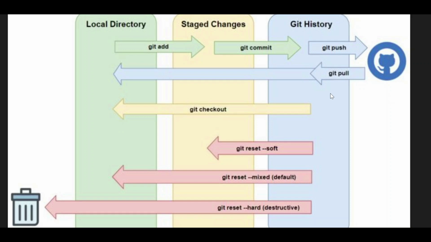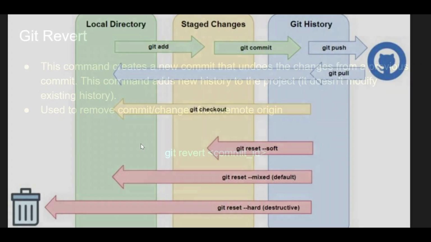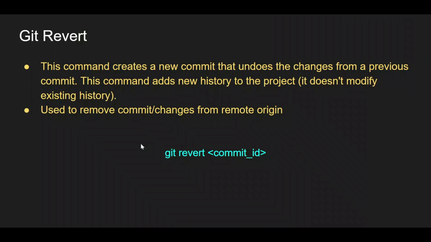Now let's see what git revert is. So git revert, this command we basically use first of all for the remote repo. Okay, if we want to remove or revert some changes on the remote repository, in that case we use this command. Okay, and this command actually creates a new commit. It rolls back and removes those changes, whatever commit we want to remove, and plus creates a new commit history.